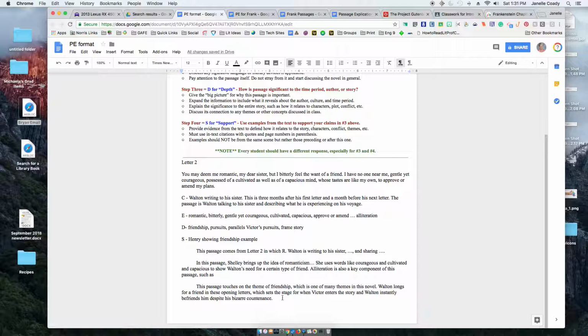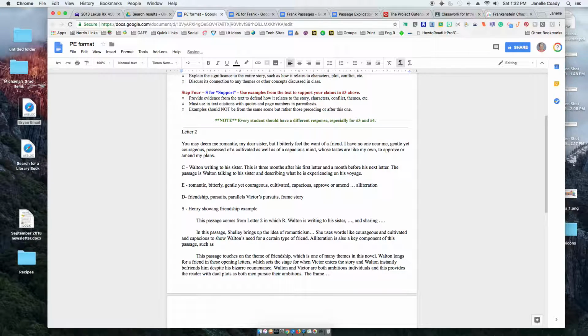So in step 3, I would offer a little bit more about how they are parallels of one another. Walton and Victor are both ambitious individuals, and this provides the reader with dual plots as both men pursue their ambitions. All right, and then I might talk about how the frame story is set up in these opening letters.